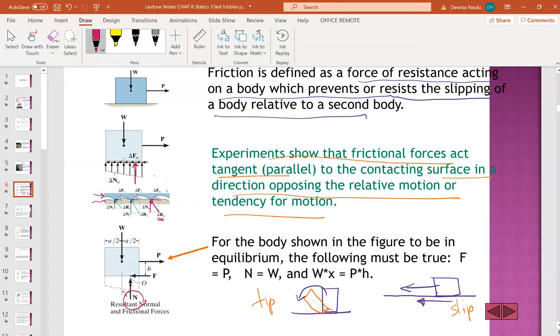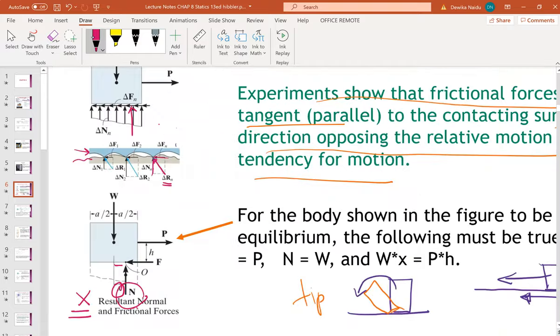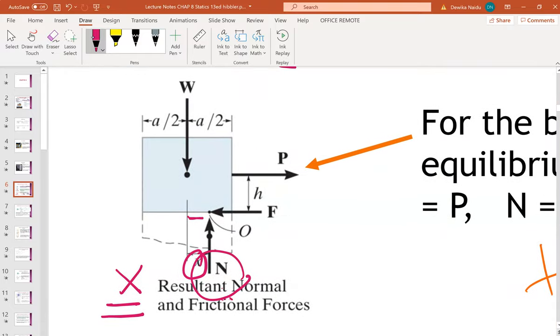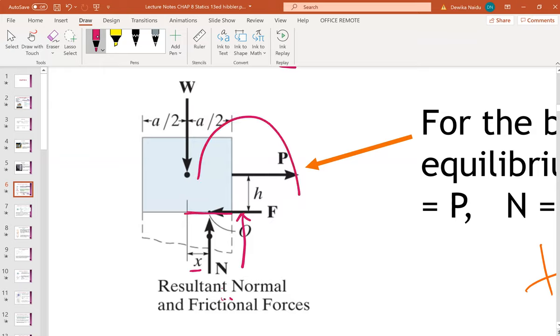The distance between the normal force and the center is called the x distance. This x distance is very important. Let me magnify this again and show you. If the normal force from your calculation is shifted outside, more than half of the length of the box, what will happen? It means this whole box will tip off. You understand?